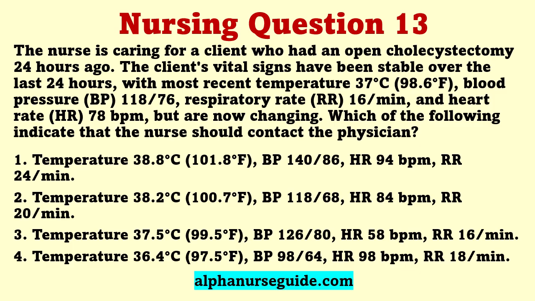The correct answer is 1. Temperature 38.8 degrees Celsius, blood pressure 140/86, heart rate 94 beats per minute, respiratory rate 24 breaths per minute. This client is exhibiting 3 of 4 signs of systemic inflammatory response syndrome: temperature greater than 38 degrees Celsius or less than 36 degrees Celsius, heart rate greater than 90 beats per minute, respiratory rate greater than 20 breaths per minute. The fourth indicator is an abnormal white blood cell count, greater than 12,000, less than 4,000, or greater than 10% bands. At least 2 of these variables are required to define systemic inflammatory response syndrome.